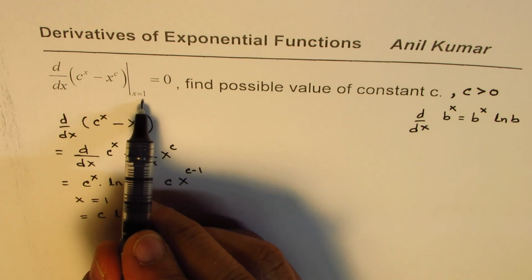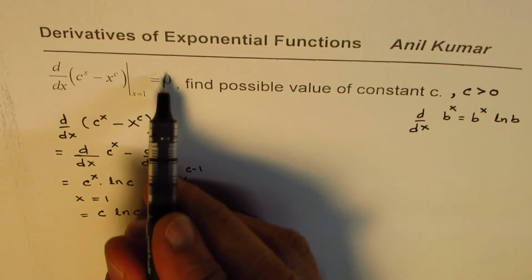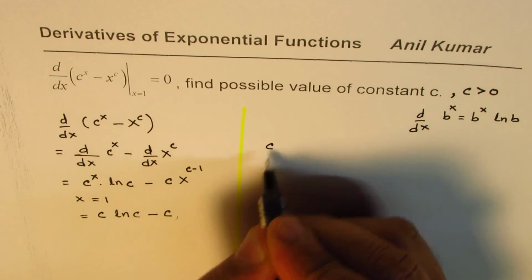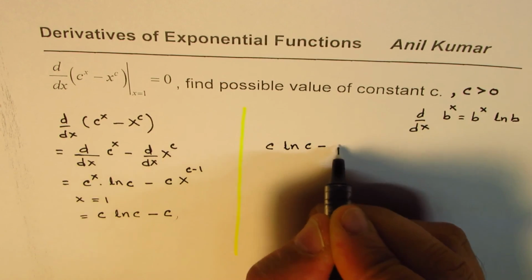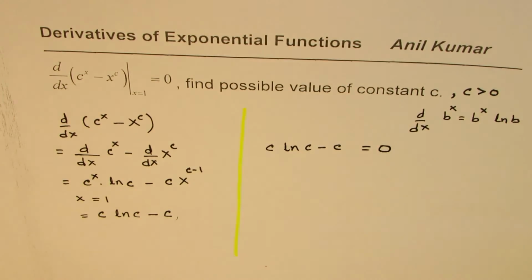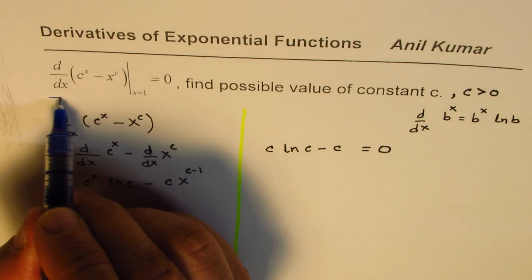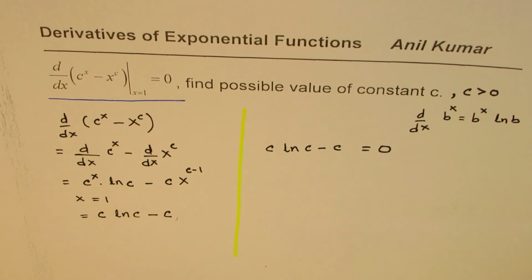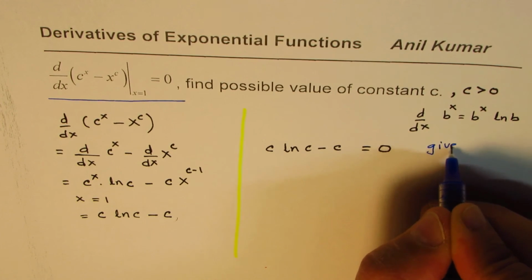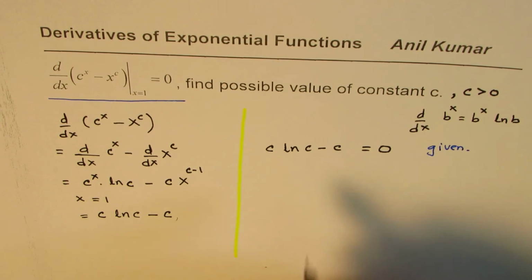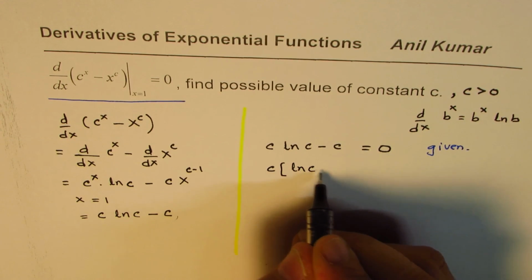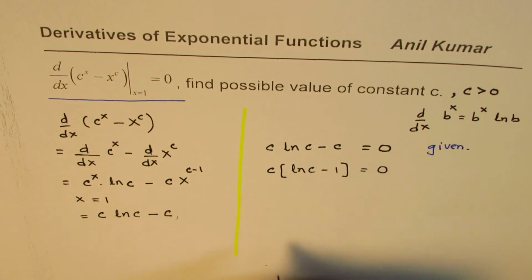And we know when x equals 1, this derivative is 0. So what can we do? We can equate this to 0. So we get c ln c minus c equals 0. Since we are given that the derivative of this function at x equals 1 is 0, right? This is given to us. Now we can factor c and solve. So we get c times (ln c minus 1) equals 0.